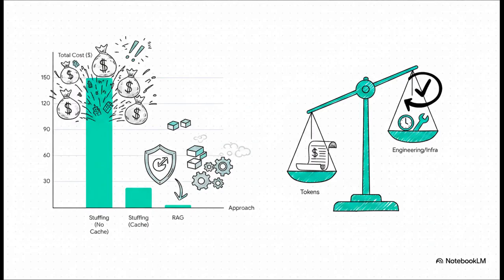Let's put some real numbers on that cost piece. That first bar, $150 for uncached stuffing. Yeah, that's what makes everyone nervous. But look what happens with a simple cache. The cost absolutely plummets. Now, RAG is still cheaper on a pure per-token basis, no doubt. But that's not the whole story, is it? The number you really care about is the total cost of ownership. Long context has a higher sticker price per token, but it is dramatically cheaper in terms of your time, engineering time, and your infrastructure bill. That's a trade-off that's definitely worth thinking about.